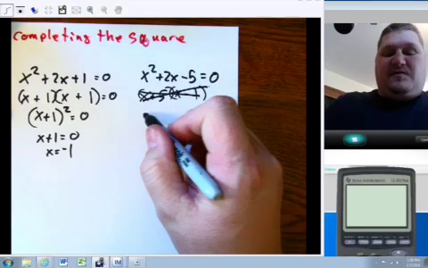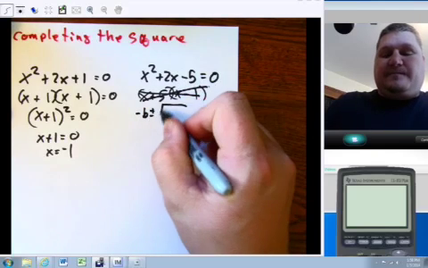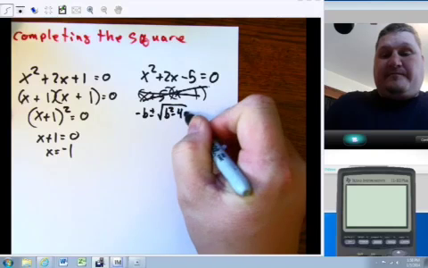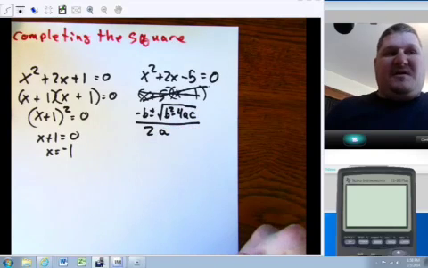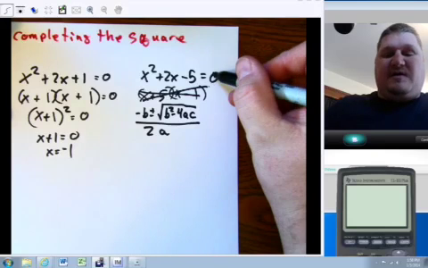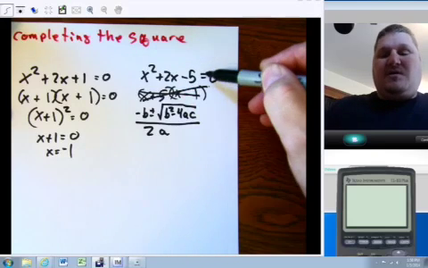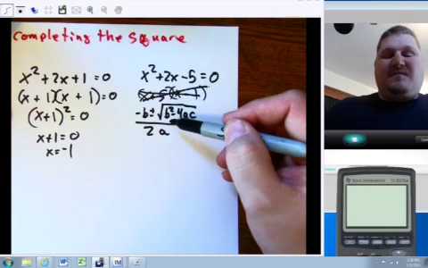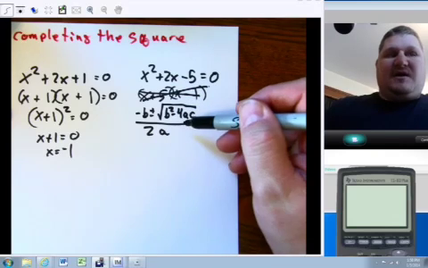Now, for those of you playing along at home, we can always use the quadratic formula to solve quadratic equations. Quadratic meaning square, quadratic equation, quadratic formula. So we can always use this, but again, this is fairly long and cumbersome.